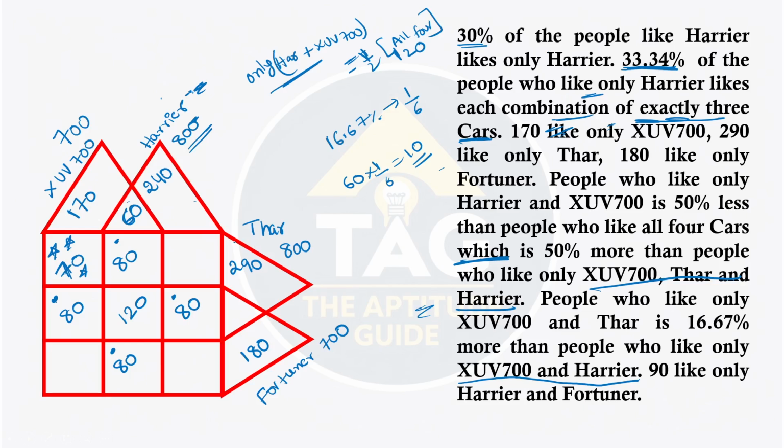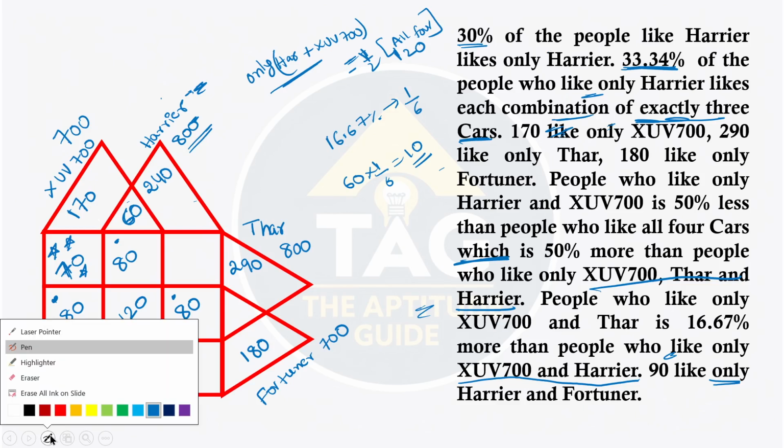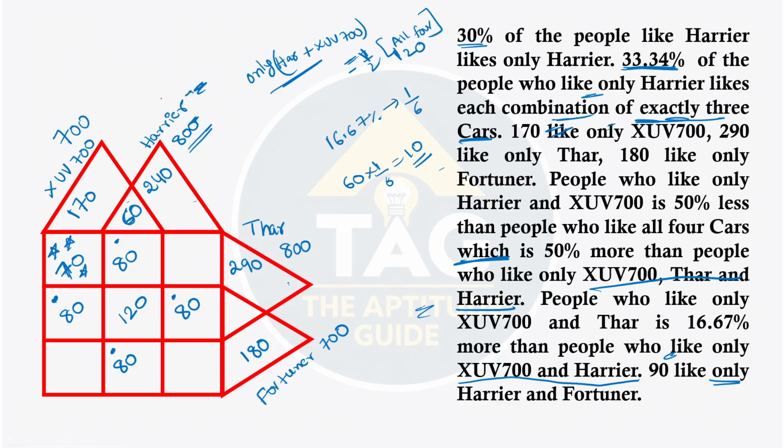And then 90 like only Harrier and Fortuner. So what is the importance of the word only? We have come across only many a time in this question. Let's understand this. Let me show it to you once it's done. This is the space which represents only Harrier and Fortuner, so it's 90. Still we are left with 3 blanks here: 1, 2, 3. We are expected to find these 3 values. Only then can we say that the set is completed.